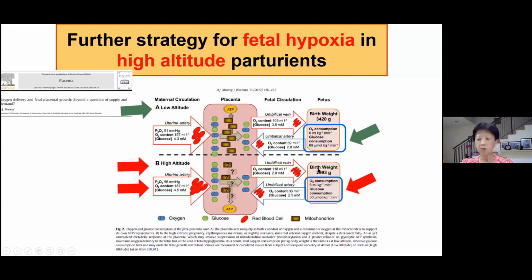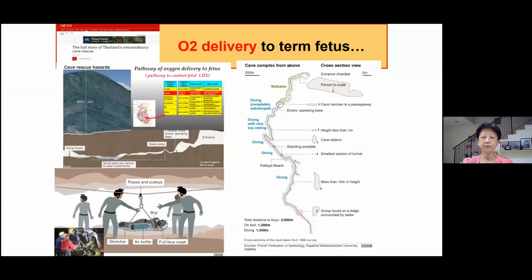No doubt they actually have energy conservation here, but you can see that the ultimate birth weight of babies born at high altitude is definitely lower compared to those born at normal altitude. All right, so this is yet another compensatory mechanism to account for the further hypoxia one sees in high altitude parturients. So it is very important for us to recognize, especially towards term, that the oxygen delivery to the term fetus is even more tenuous.